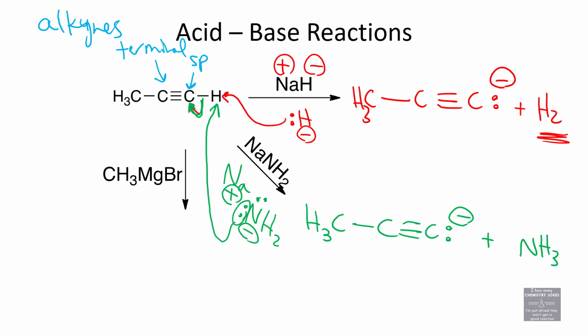The last one, CH3MgBr, it's a weird kind of compound, but it's carbon bonded to magnesium, bonded to bromine. It's essentially carbon with a lone pair and a minus. That is a little bit false, and we will spend a long time talking about compounds like these. Compounds like these are called Grignard reagents.